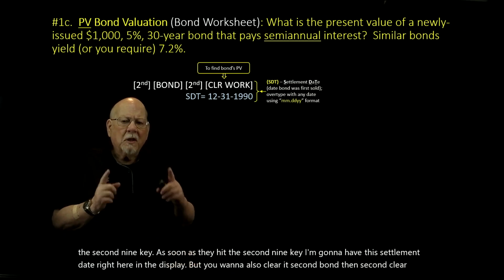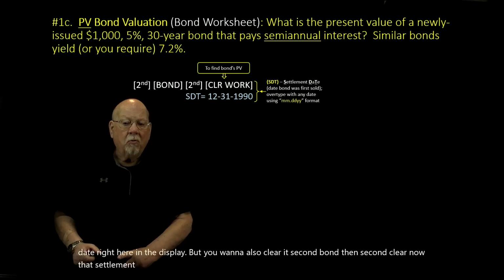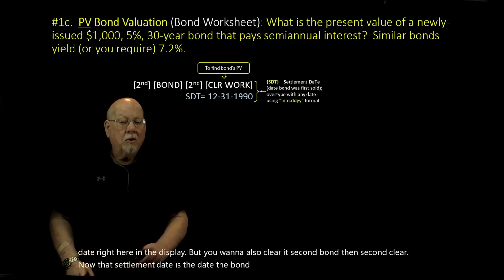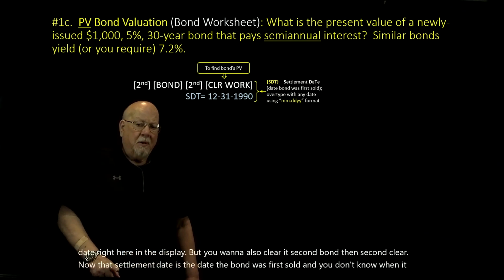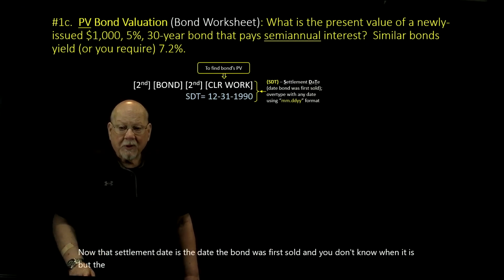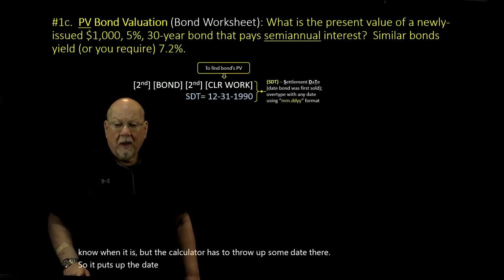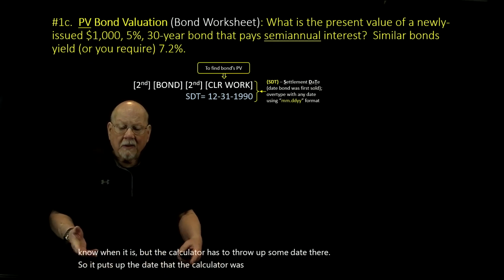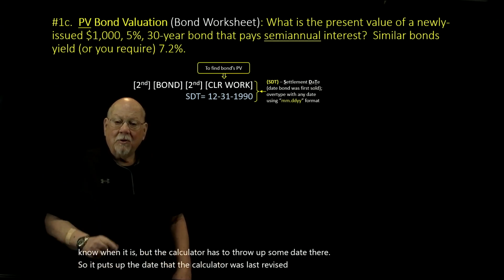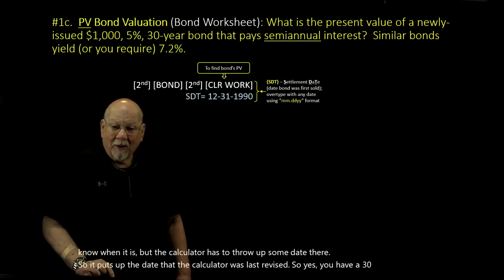Now, that settlement date is the date the bond was first sold. And you don't know when it is, but the calculator has to throw up some date there. So it puts up the date that the calculator was last revised. So yes, you have a 34-year-old calculator.